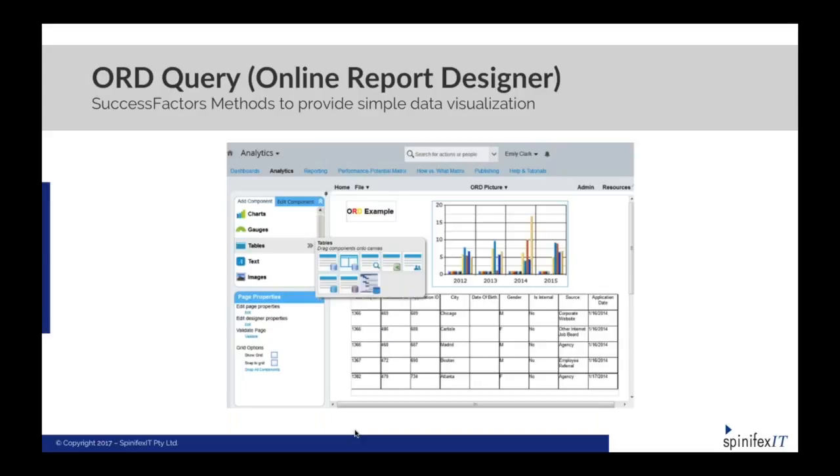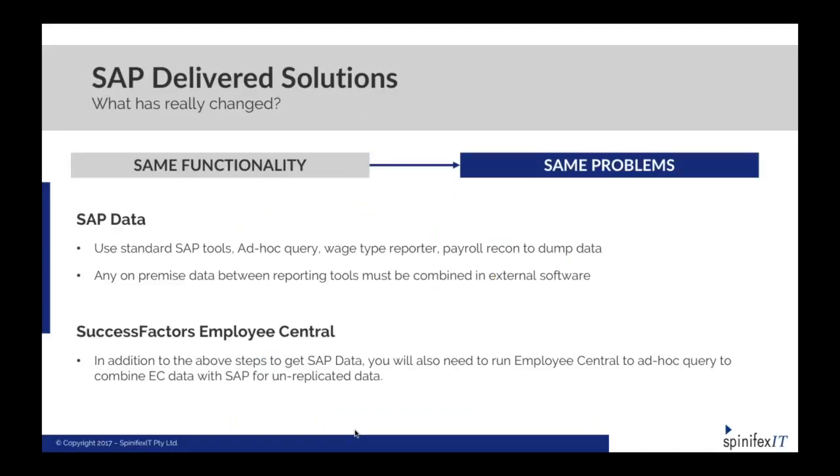So as far as the SAP delivered solutions go, essentially what's happened is you've moved your system to the cloud, but you've still got the same problems you had in your on-premise environment. You've got different tools to access different data. It's great that you've still got those standard tools. So even if you're using EC Payroll, you can still use Wage Type Reporter. You can still use the payroll Wage Type Statement and Payroll Recon reports.